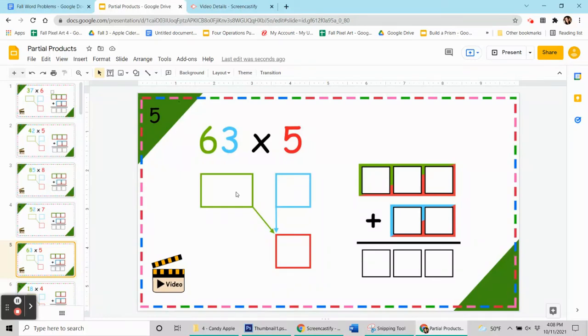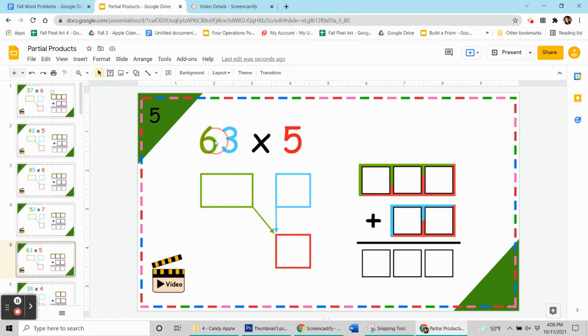Hello, we are doing partial products. This is a way of multiplying big numbers. And with partial products, what you're doing is you're taking the big numbers, like 63, and you're splitting it up into parts. And then you're multiplying the parts together. So that's what these boxes are for.